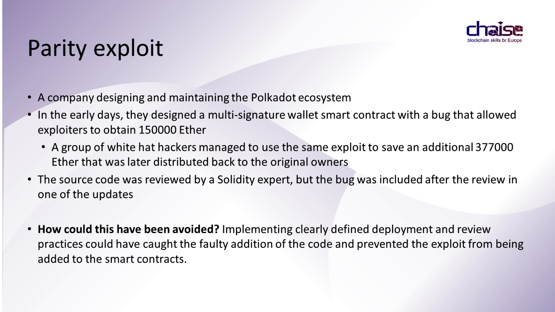The target was a company designing and maintaining the Polkadot ecosystem. In the early days, they designed a multi-signature wallet smart contract with a bug that allowed exploiters to obtain 150,000 Ether. A group of white-hat hackers managed to use the same exploit to save an additional 377,000 Ether that was later distributed back to the original owners. The source code had been reviewed by a Solidity expert, but the bug was included after the review in one of the updates. How does this apply to smart contract security?